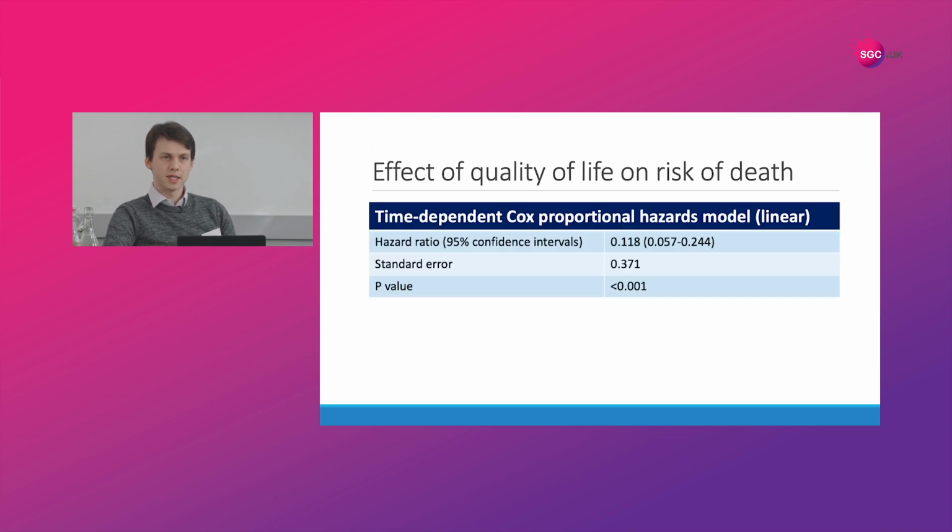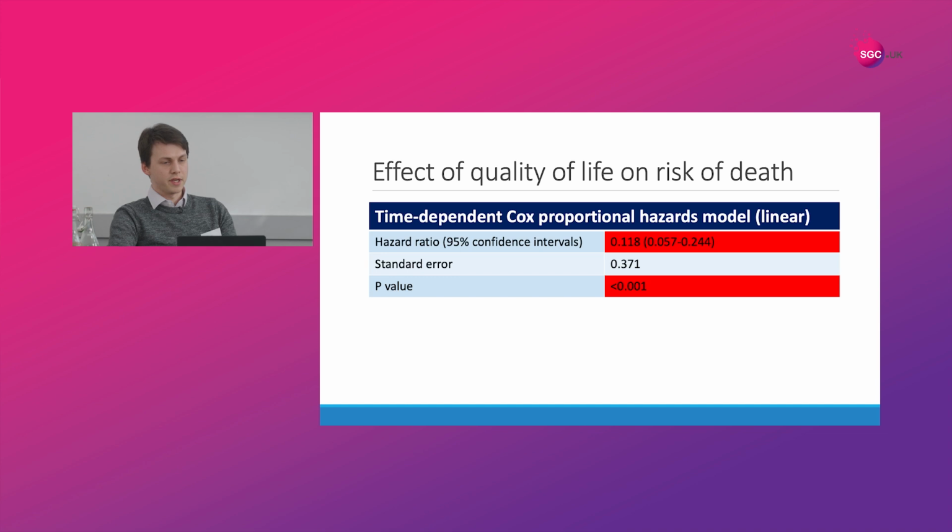Now, when we looked at this in a proportional hazards model to look at the risk of death related to quality of life, what it showed is that having a significantly worse quality of life does increase the risk of somebody dying. The hazard ratio highlighted there means that if you went from an EQ value of 1 to an EQ value of 0, we'd expect an 8-fold increased risk of death, approximately.